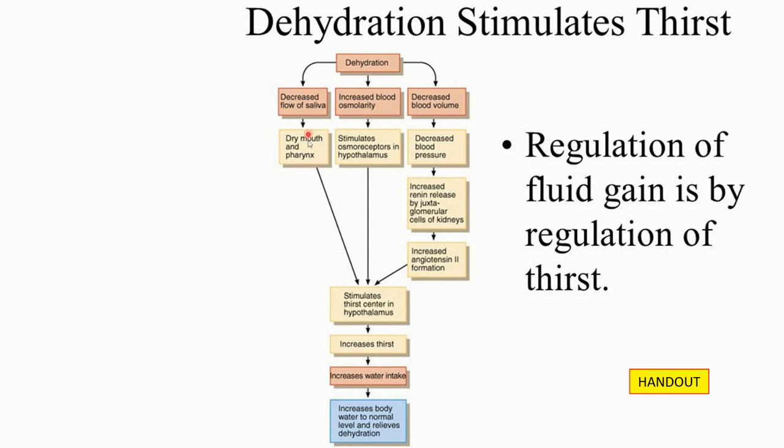Now, that decreased flow of saliva is going to cause a dry mouth and dry pharynx, which will stimulate the thirst center in the hypothalamus. The increased blood osmolality stimulates osmoreceptors in the hypothalamus, which is going to stimulate the thirst receptors in the hypothalamus. And then the decreased blood volume is going to result in a decrease in blood pressure, which is going to trigger that renin release from those juxtaglomerular cells of the kidneys. Renin is then going to start the renin-angiotensin-aldosterone pathway, which will eventually cause increased angiotensin 2, which will trigger thirst in the hypothalamus.